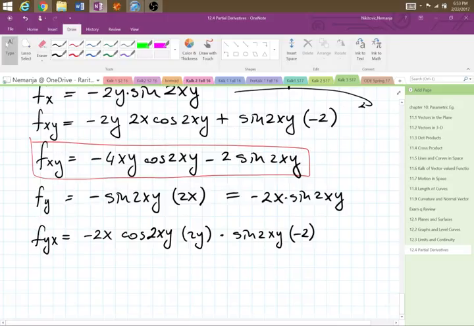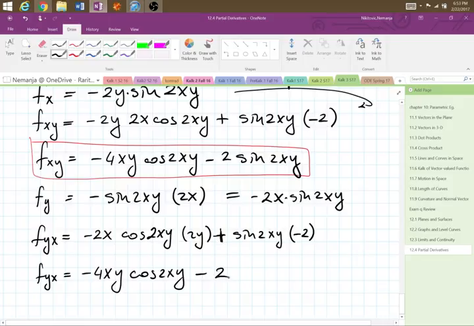And now we just put this all together, negative 4xy cosine 2xy, minus, supposed to be a plus there, minus 2 sine 2xy, which is exactly the same as the one we have above.